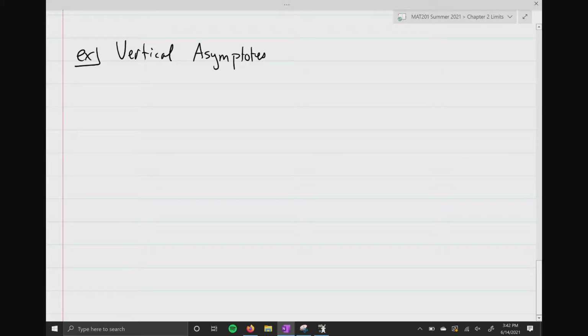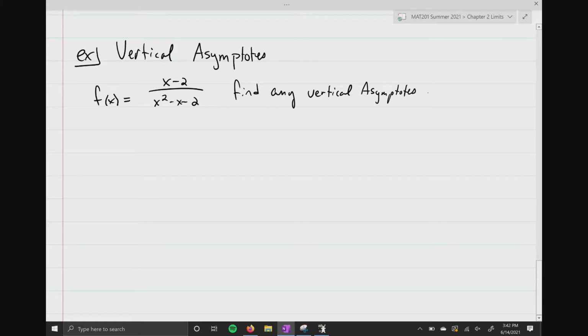So here's an example right here. f of x equals x minus 2 over x squared minus x minus 2. Our goal is to find any vertical asymptotes or holes.